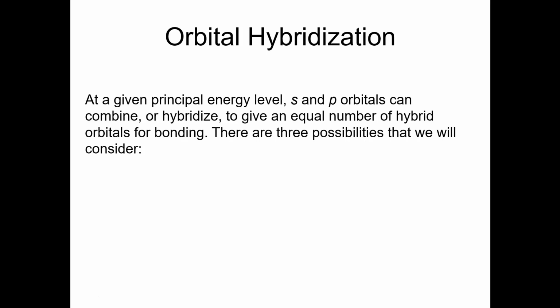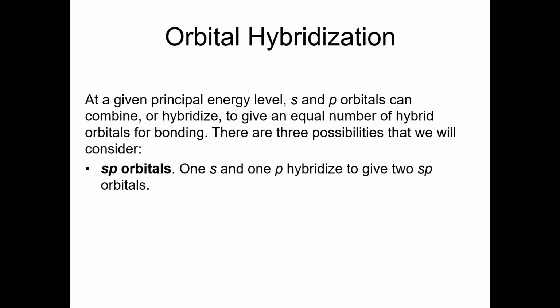So orbital hybridization: at any given principal energy level, s and p orbitals can combine. That is, s and p orbitals that are part of the same principal energy level can combine, or we say hybridize, to give an equal number of what we call hybrid orbitals that can be used for bonding. And there are 3 possibilities. There are more than 3 that your textbook covers, but in terms of the College Board curriculum, I'm only going to focus on 3 possibilities.